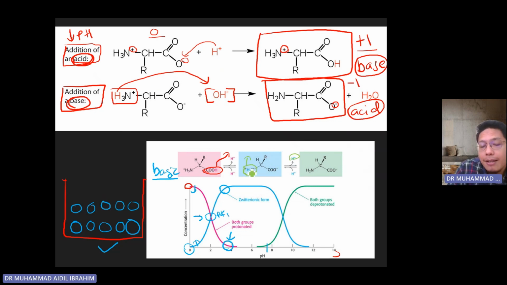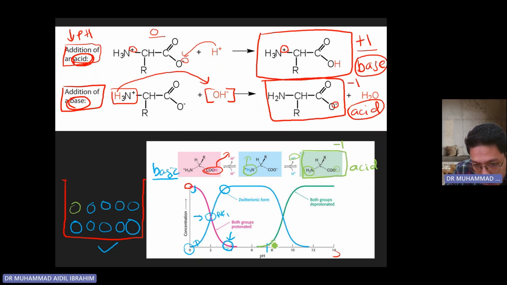So what will happen there? The protonated amino group will not be positively charged anymore. It will be neutral like this. So when it is neutral, you have only one negative charge. So the net charge of the amino acid is -1, which is an acid. As the pH increases, it has started to become acidic. Okay, so this is where it happens.